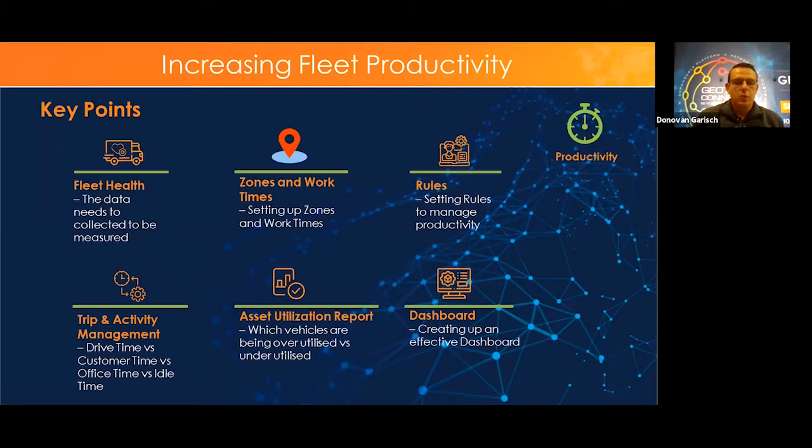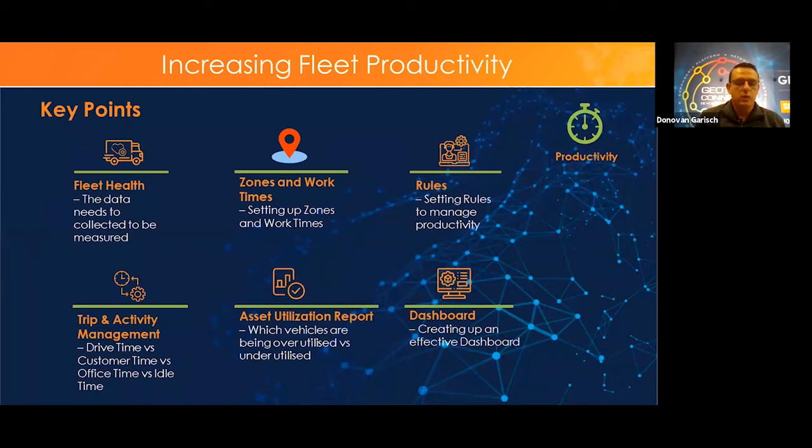In the key points that we're going to be covering today, firstly, we're going to be talking about fleet health, making sure that devices in the vehicle are working in order to gather the data needed to populate the reports. We will be looking at a few key points on setting up the system in terms of rules and how zones are used to measure productivity. This is the groundwork needed to set up things like notifications and reporting.